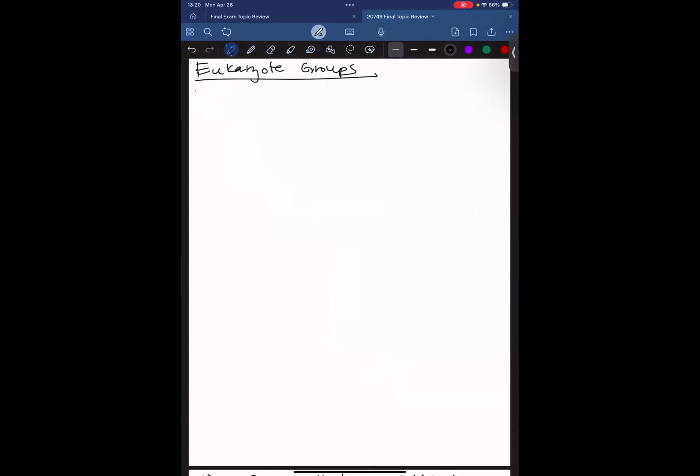For the eukaryotes, the fungi first. This includes our yeast and our molds. Yeasts basically bud off in round structures from one another, whereas molds have those hyphae structures where we have the branching off and that sort of stuff. So that's the difference between those guys.